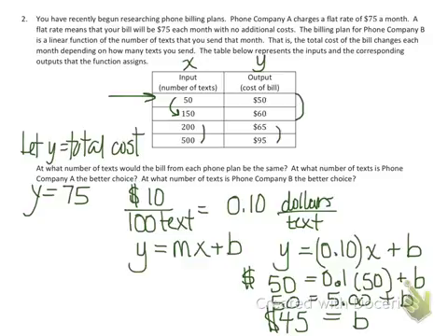So my equation for phone company B is total cost y is equal to 0.1, or 1/10, times x plus 45.